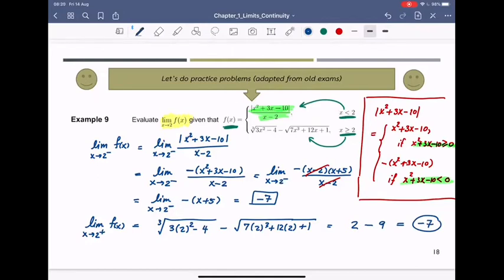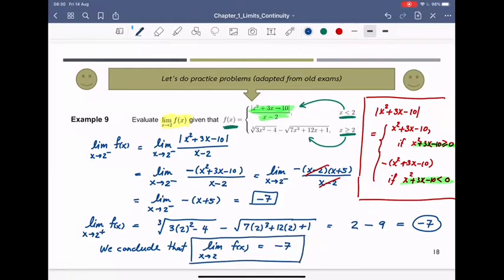So we conclude that the limit of f(x) when x approaches, this is equal to 7, or equal to negative 7, sorry. I talk too fast, but well, that is how we do this problem.